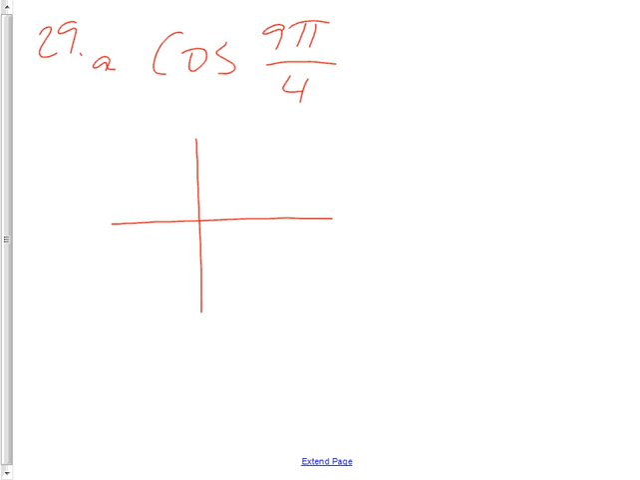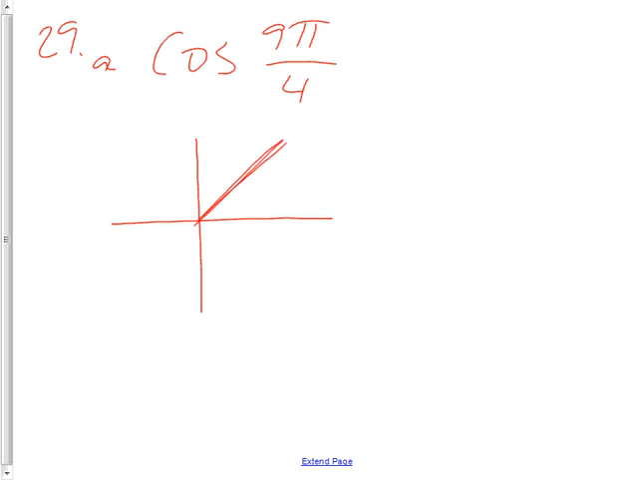All right, moving on to problem 29. Problem 29, cosine of 9 pi over 4. That's not hard. It seems like it at first, but you just got to figure out where 1 pi over 4 is first. 1 pi over 4 is right there.